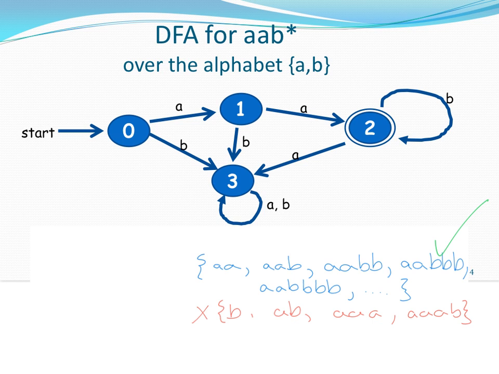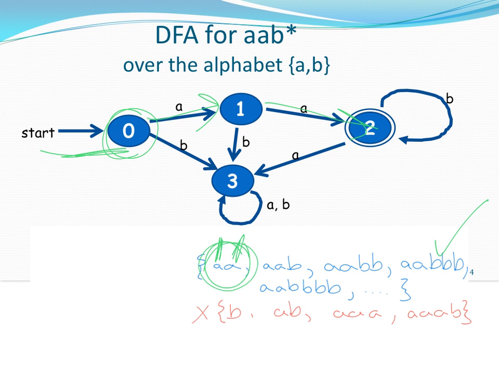Let's try another example. How about the string AA? Well, again, we always start at the start state, so we're going to start at state 0. And I can tell you that for a DFA, there's only ever going to be one start state. We see the first A, so we transition to state 1. We see the second A, so we transition to state 2.